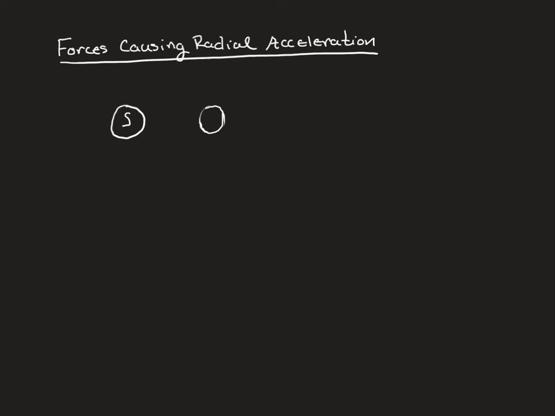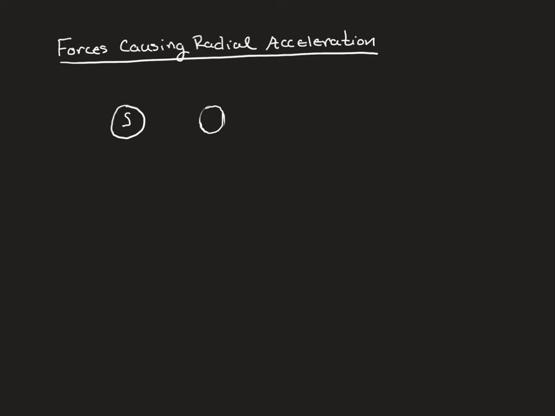In the previous unit, we talked about radial acceleration. Radial acceleration leads to a change in direction of the velocity. Now we're going to talk about the forces that lead to that radial acceleration. So remember, force causes acceleration, which causes the change in velocity.